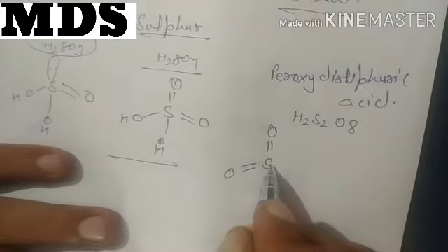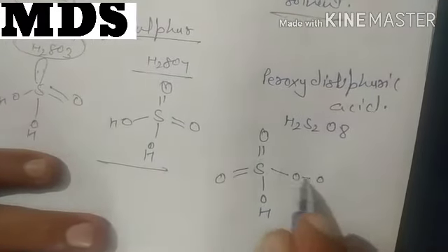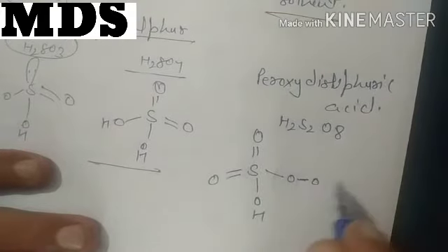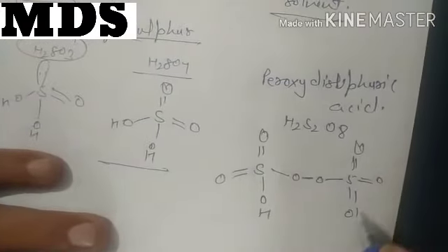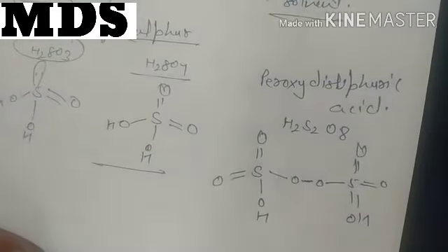One OH is there, and then two oxygens, one oxygen with each sulfur. This one is also bonded with the other sulfur. And this is the structure for peroxydisulfuric acid.